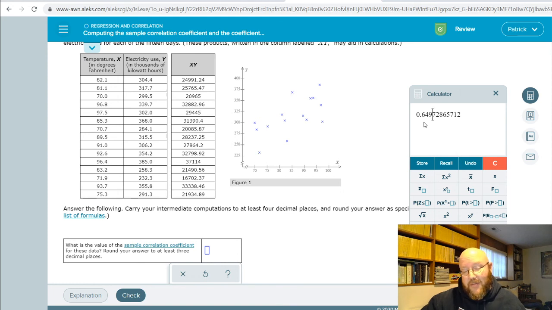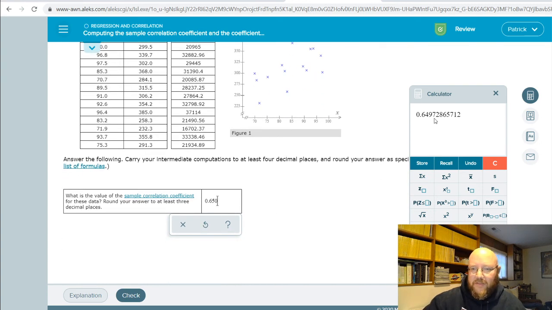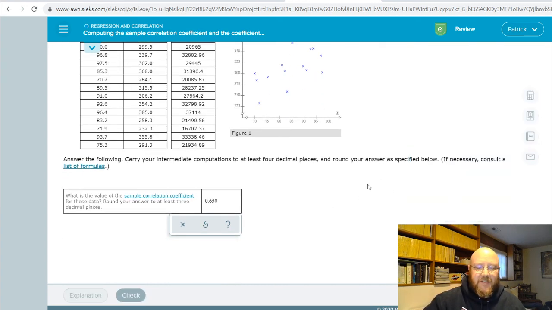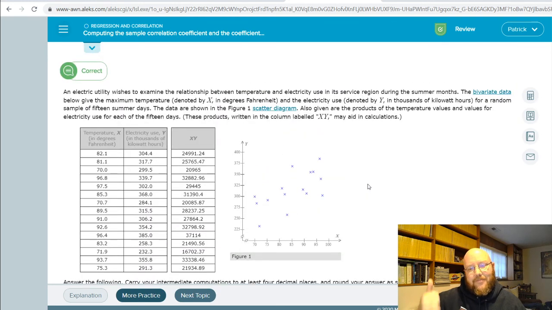It needs to be between +1 and -1. If it's not between +1 and -1, you totally jacked it up, so start over. And this one still might be wrong. Let's just go ahead and punch this one in. 0.6465, round to 3. Give it a check. We got it. That doesn't happen every time.